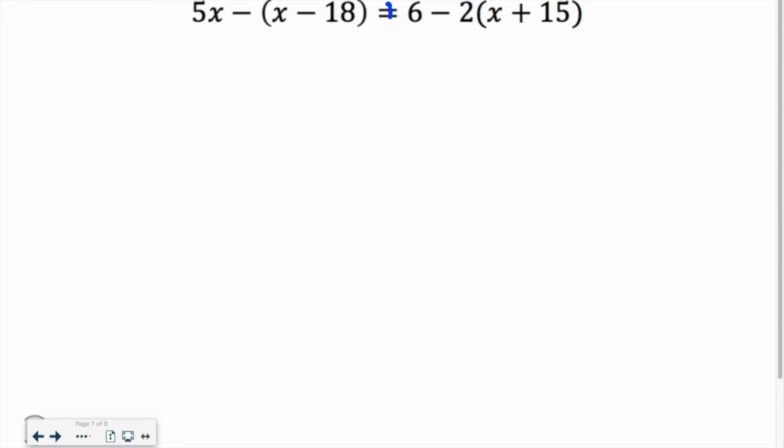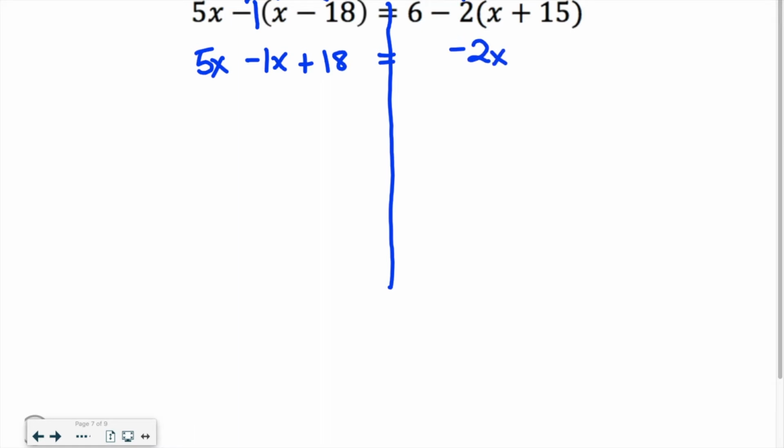So we have a couple distributions that we have to do before we can begin. So this, remember, is a negative 1 that's in front. So we do negative 1 times x, which just gives us negative 1x. Or you can just write negative x if that helps, but I'm going to put the negative 1 there just so that you remember what it is. And then negative 1 times negative 18, which is a positive 18. Bring down our 5x. And then we have negative 2 times x, which is negative 2x. And negative 2 times 15, which is negative 30.